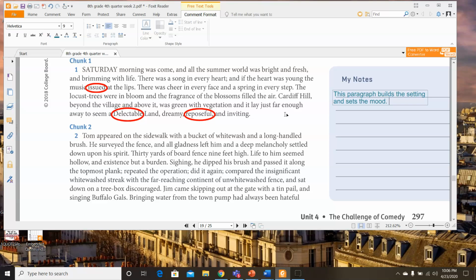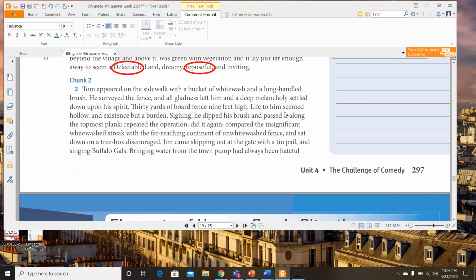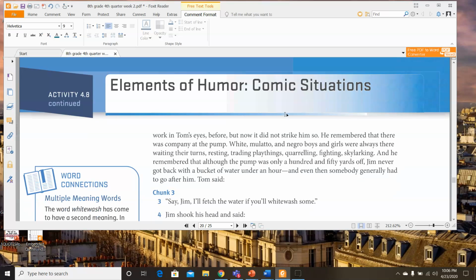Jim came skipping out at the gate with a tin pail and singing Buffalo Gals. Bringing water from the town pump had always been hateful work in Tom's eyes before, but now it did not strike him so. He remembered that there was company at the pump. White, mulatto, and Negro boys and girls were always there waiting their turns, resting, trading playthings, quarreling, fighting, skylarking, and he remembered that although the pump was only 150 yards off, Jim never came back with a bucket of water under an hour, and even then somebody generally had to go after him.